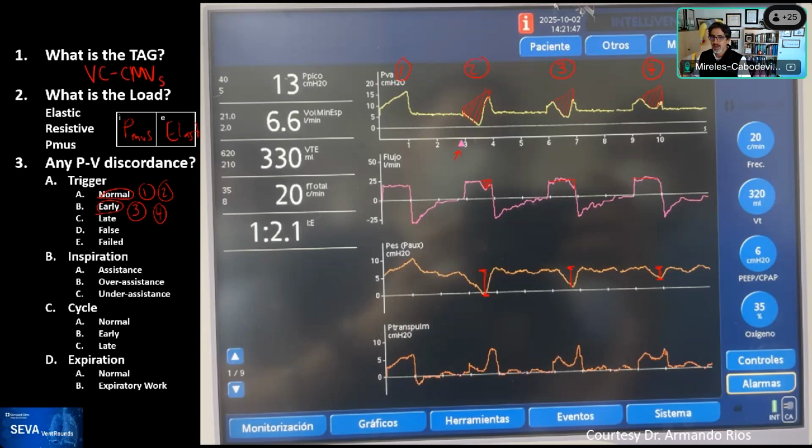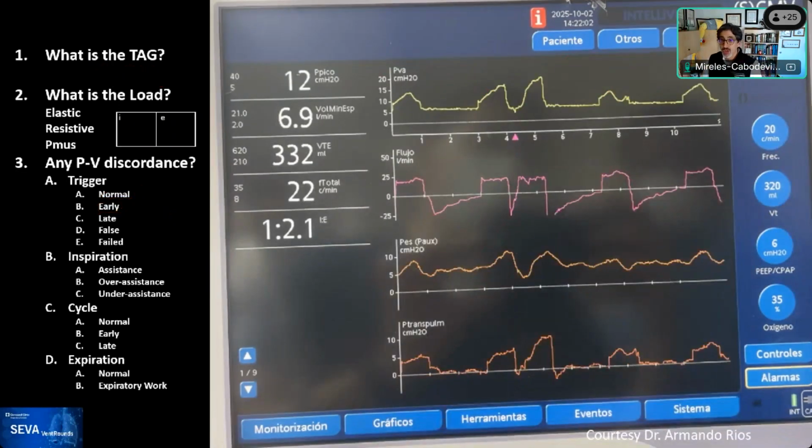Now, Armando kept sending me images, so I thought that I would send a continuation of this case, just a little bit, because it shows a little bit of what we're talking about. In the sake of time, we already all agree that this is BC-CMV. And we talked about the loads, that it was PMOS and elastic, and during expiration is mainly elastic.